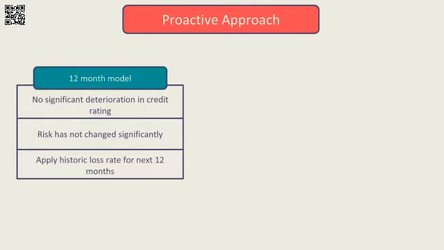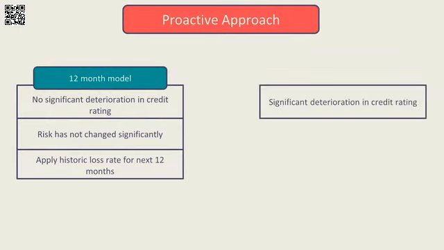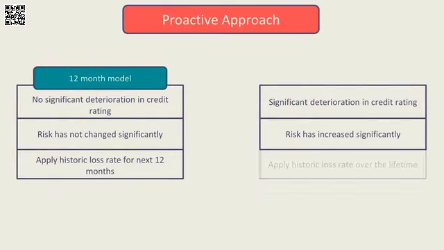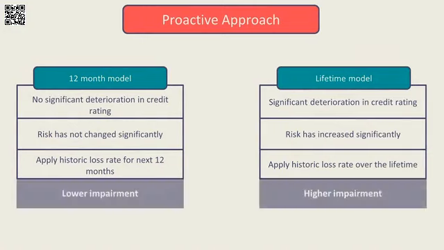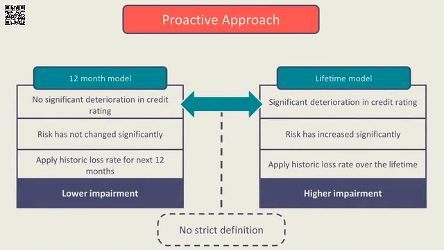However, since initial recognition, if there has been a significant deterioration in credit rating, then there is a much higher risk of things actually going wrong. So rather than applying that historic loss rate to cash flows over the next 12-month period, we will apply that historic loss rate to cash flows over the lifetime of the model, which of course would result in a much bigger impairment. Now, there is no strict definition of what is meant by significant deterioration in credit rating, and different organisations may interpret this differently.